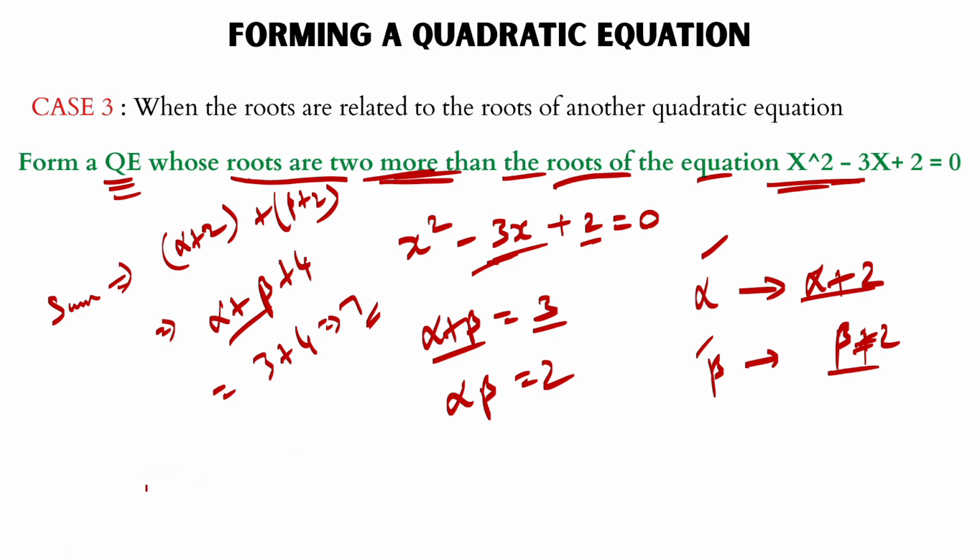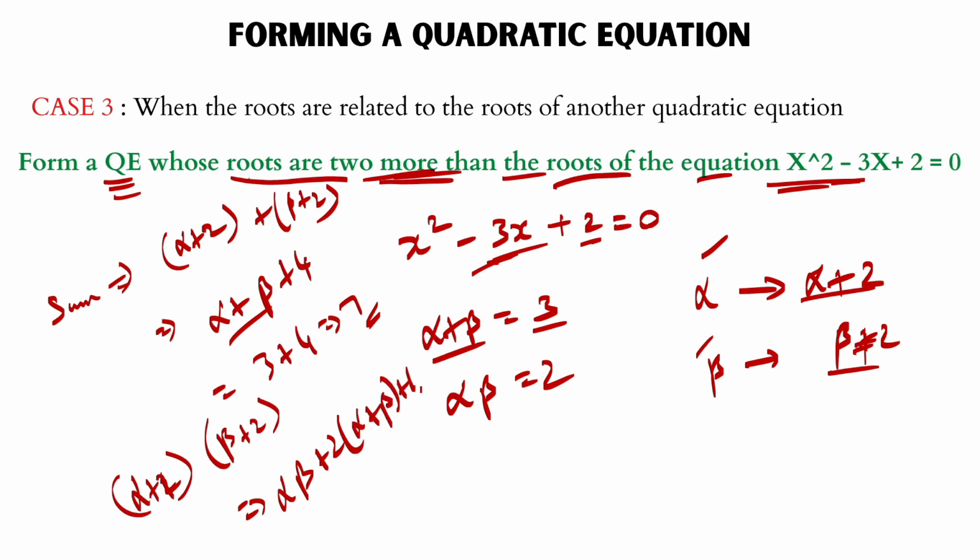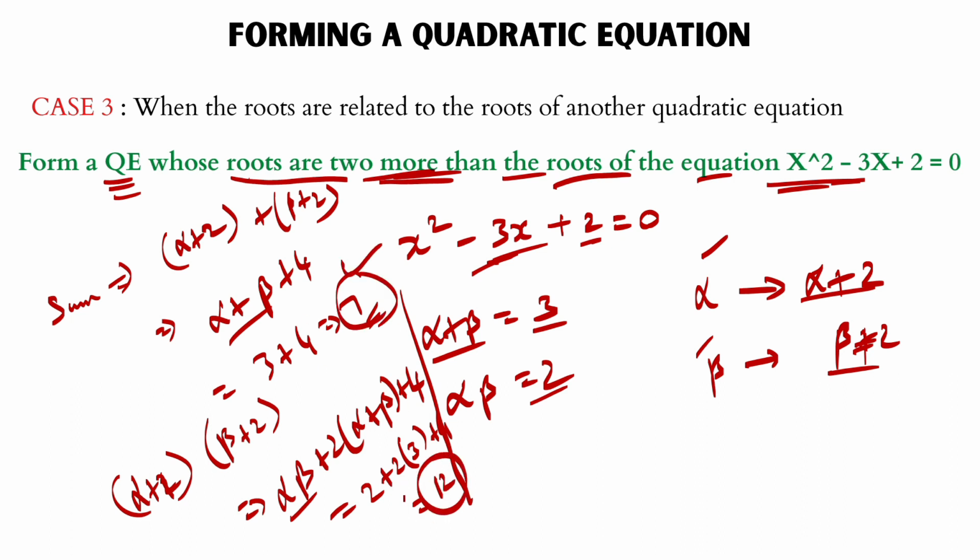What about the product of roots? Product is alpha plus 2 into beta plus 2. If we expand this, we'll get alpha beta plus 2 into alpha plus beta plus 4, right? Now alpha plus beta we know is 3 and alpha beta we know is 2. So 2 plus 2 into 3 plus 4 will be equal to 12. So the sum of the roots is 7, the product of the roots is 12.